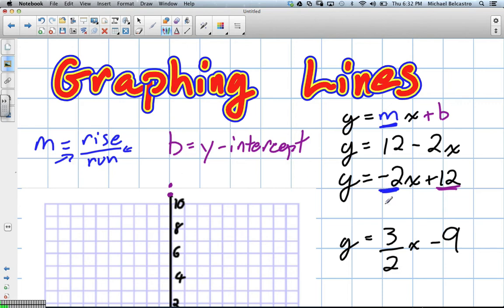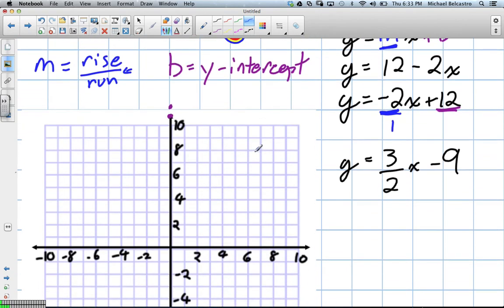And is negative 2 a fraction? No. I can make it a fraction, though. Do you know how to do that? Putting a 1 underneath it. Exactly. Exactly what we talked about before. So let's put a 1 underneath it. So now what we have here is we have a rise of negative 2 and a run of positive 1.